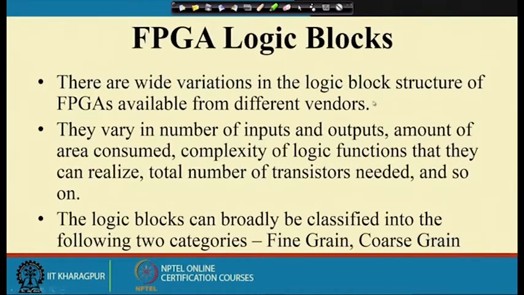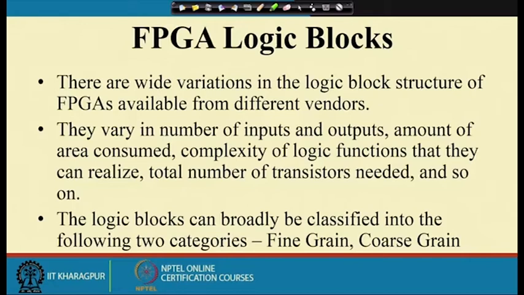Next, we will be looking into the FPGA logic blocks. Logic blocks are the heart of the FPGA chip. They are the modules which will be implementing the logic function that we are going to have. There are wide variations in the logic block structure of FPGAs available from different vendors. They vary in the number of inputs and outputs, the amount of area consumed, the complexity of the logic functions that they can realize, the total number of transistors needed, etc.